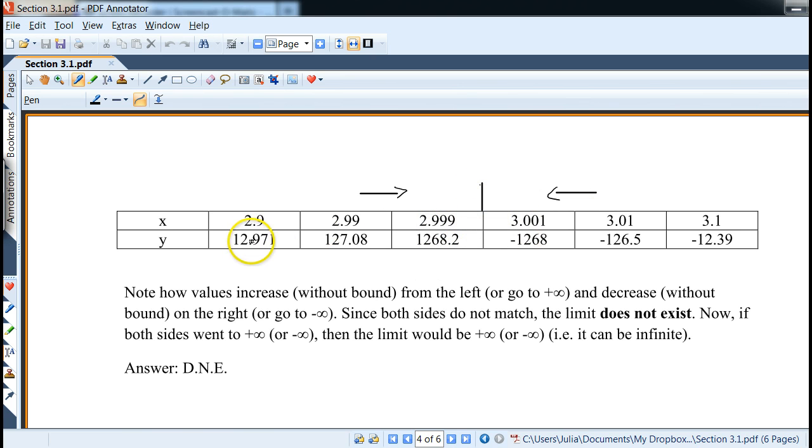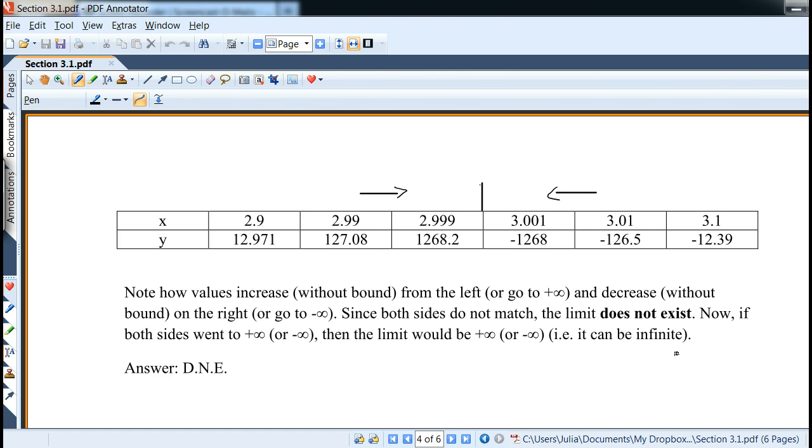Now notice here the y values that were steadily growing. Notice you get 12, then 127, then almost 1200. And from the right, it's the same thing, but from the negative. So notice how the positive from the left looks like it's approaching positive infinity, and from the right, it's approaching negative infinity. Because both infinities do not match, the limit does not exist.